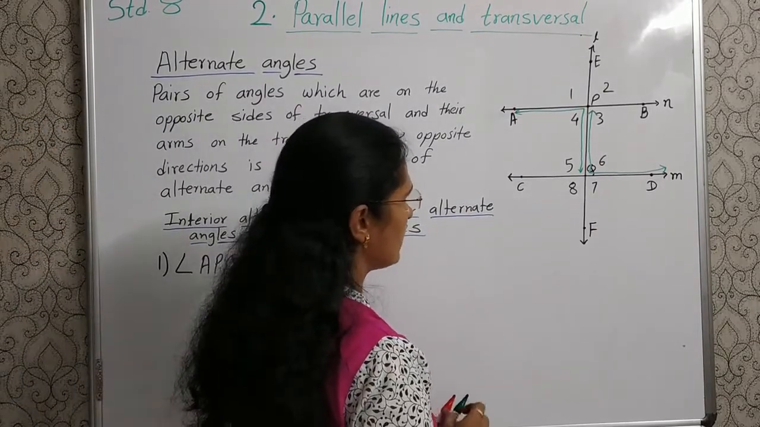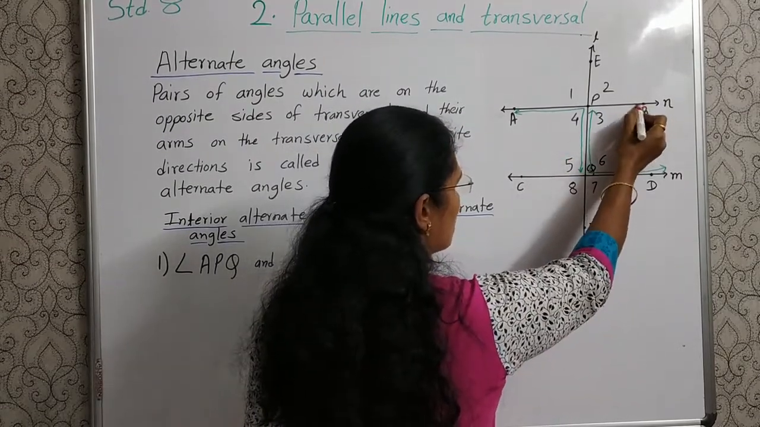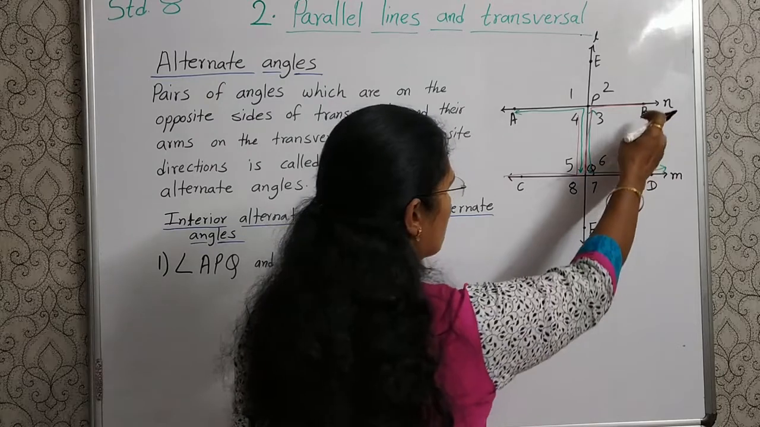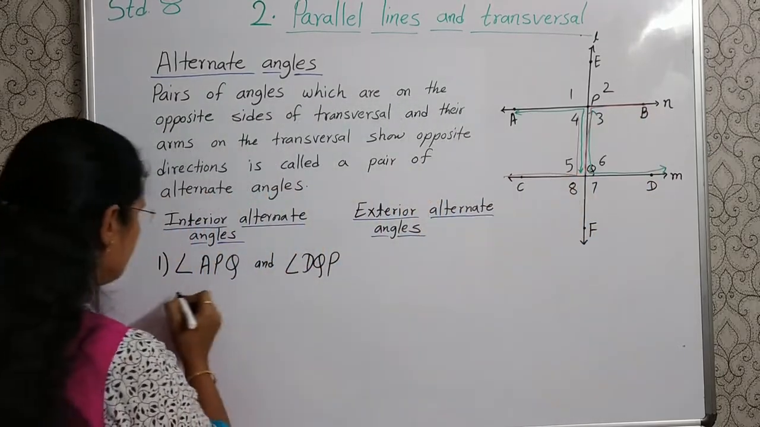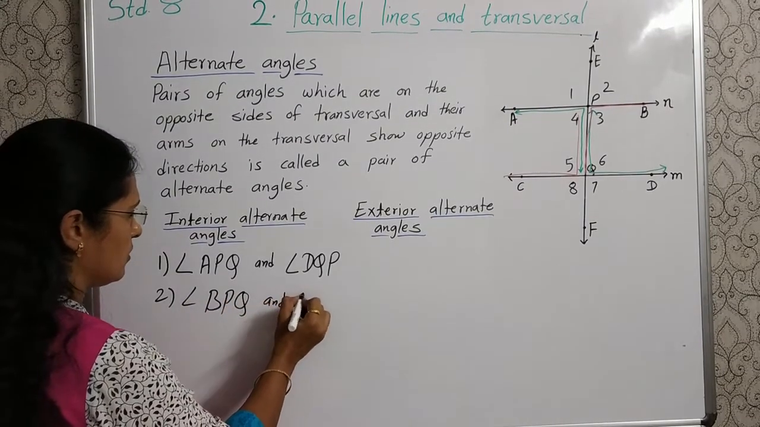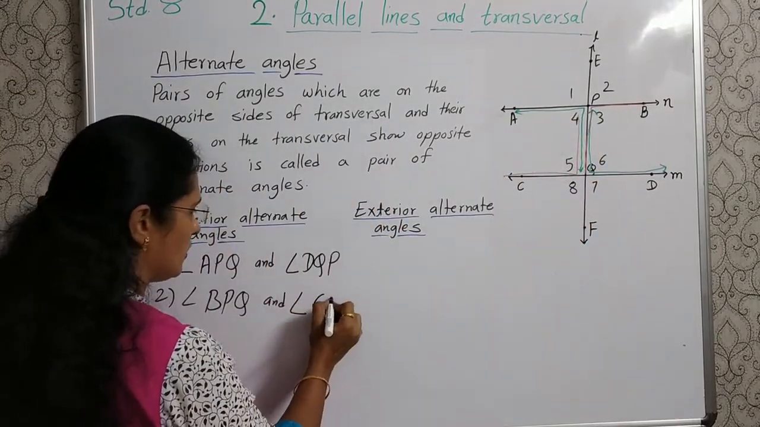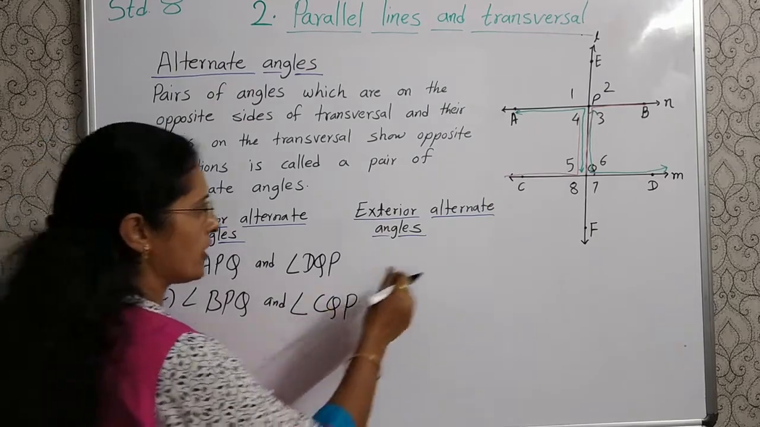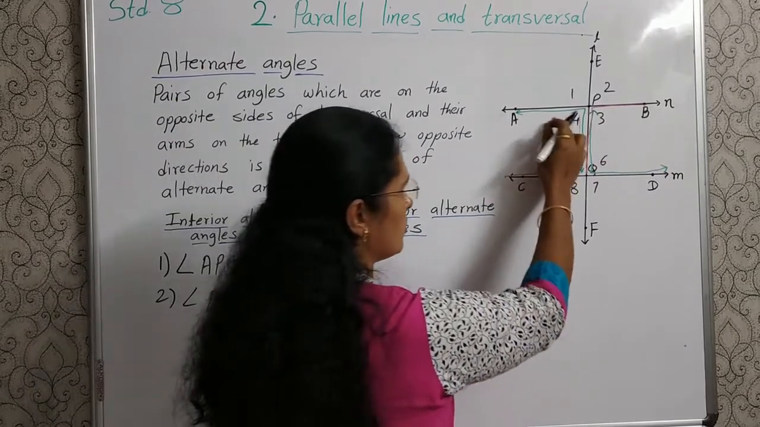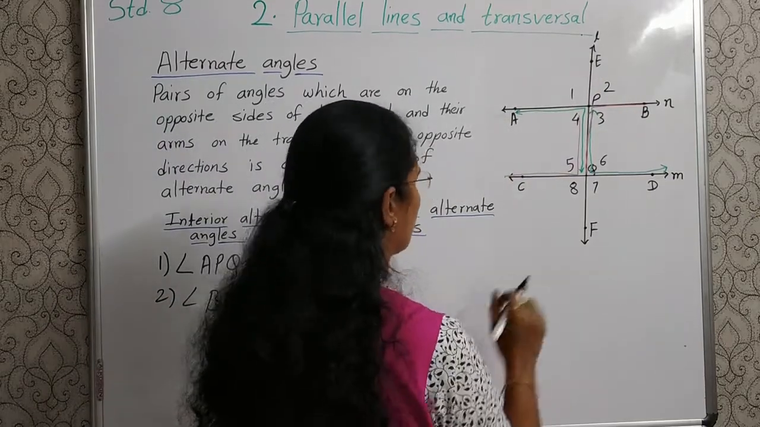Now the second pair is angle 3 and angle 5. So this angle and this one, that is angle BPQ and angle CQP. These two angles are also at the inner side of these two lines and on the opposite side of the transversal.